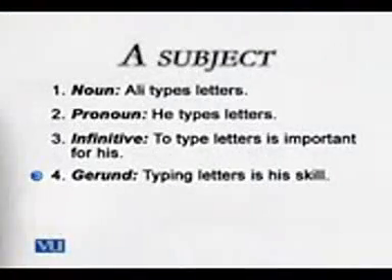Now, the third one, which I said, infinitive: to type letters is his job. Now, to type is an infinitive. This is not a noun. This is not a pronoun. So to type is actually an infinitive. So you're starting your sentence with an infinitive, to type. Infinitive means to plus verb. That is infinitive.